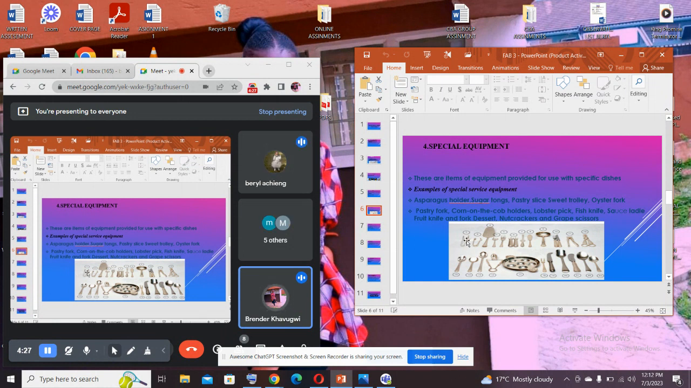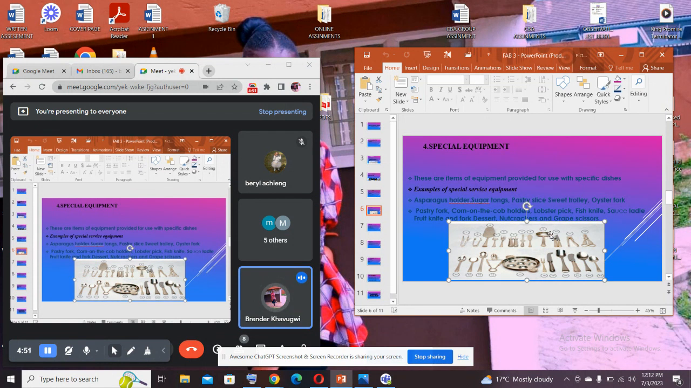Yeah, as you can see, number one is the asparagus holder. Then number two are the sugar tongs. Then number three is the pastry slice, sweet trolley. Then number four is the oyster fork. Then we have the pastry fork. Then number four is the cob holders. Then number five is the lobster pick.